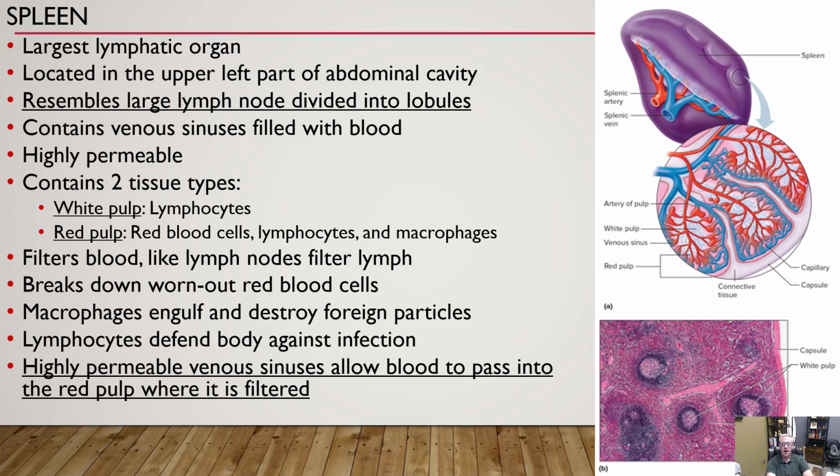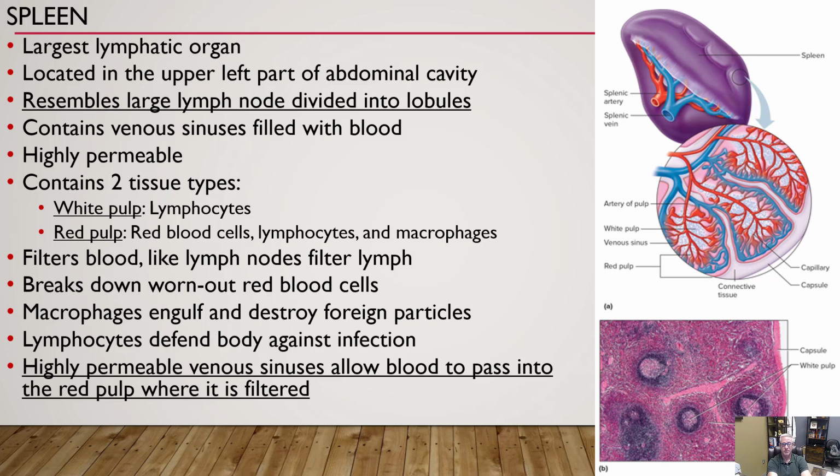I mentioned the red pulp and the white pulp. The white pulp has a lot of lymphocytes. Lymphocytes are white blood cells. Remember B cells, T cells. Red pulp, as the name suggests, is red, with lots of red blood cells. But it also does contain lymphocytes, B cells, T cells, and macrophages. Remember, macrophages are phagocytic. Your spleen is highly vascular, contains a lot of blood, and does a lot of filtering out of stuff.